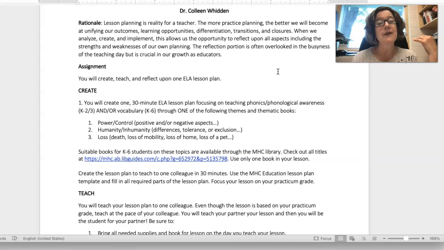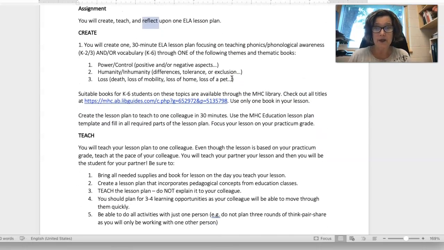The reflection portion is often overlooked in the busyness of the teaching day, but is crucial in our growth as educators. So basically, the assignment is you will create, you will teach, and you will reflect upon one ELA lesson. So let's have a look at the specifics.